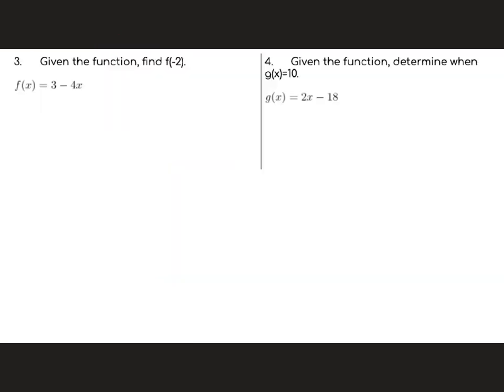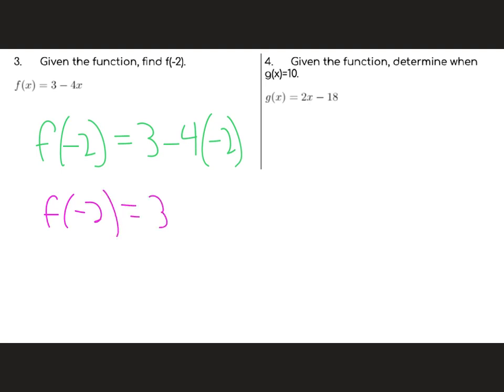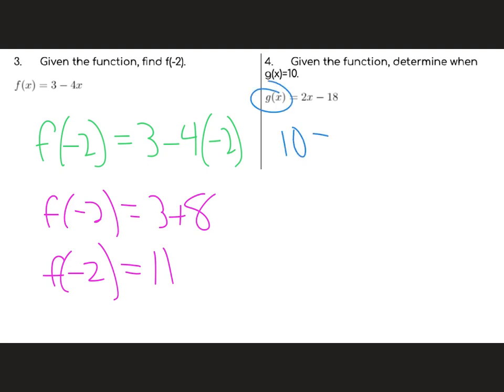Given the function, find f of -2. So I've got f of x, so that says f of -2. Wherever I see x, let's go ahead and put in -2. So that means f of -2 is going to be 3, so that's -4 times -2, so plus 8. So f of -2 is 11. Last one on this page, we've got g of x has to be 10, so replace g of x with 10. So 10 equals 2x minus 18, so this is a linear equation. Let's go ahead and add 18 to both sides, and then divide by 2. And that's it for those.